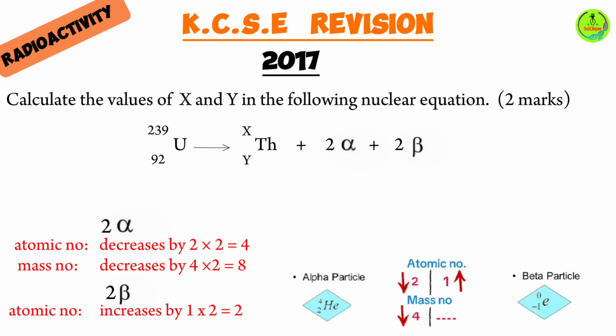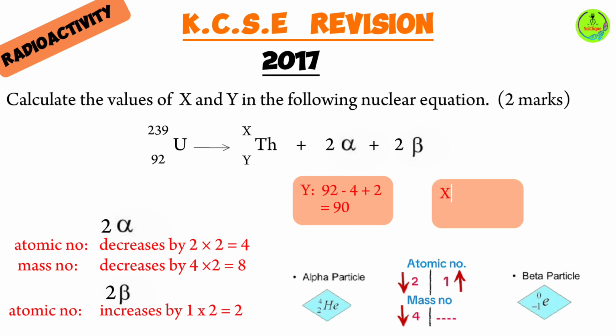Okay, we are now ready to just sum this up. So let's start. Our initial atomic number is 92. Due to the alpha particles, it's going to decrease by 4, giving us 88. But because of the beta particles, it's then going to increase by 2, giving us a final value of 90. So Y represents 90.